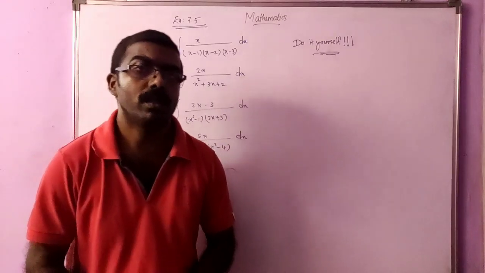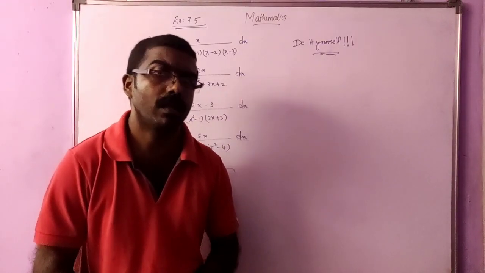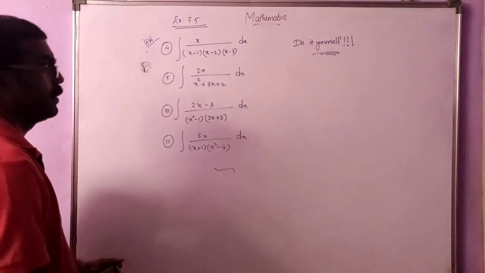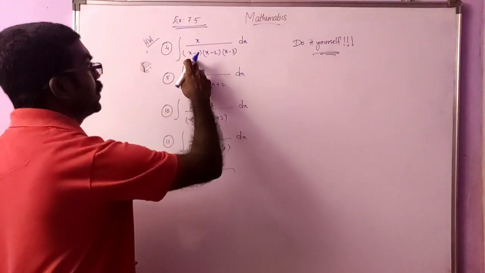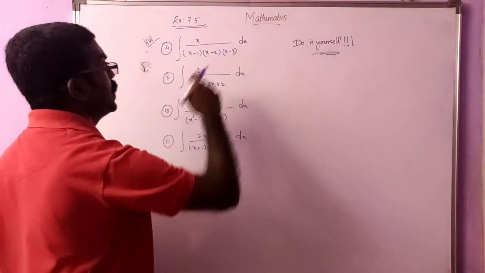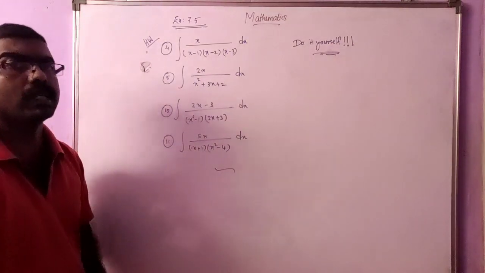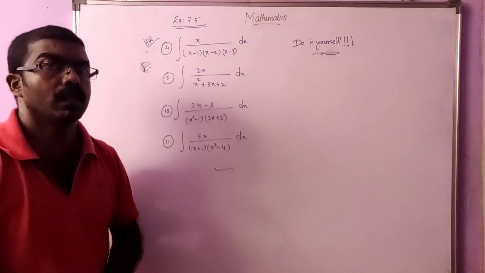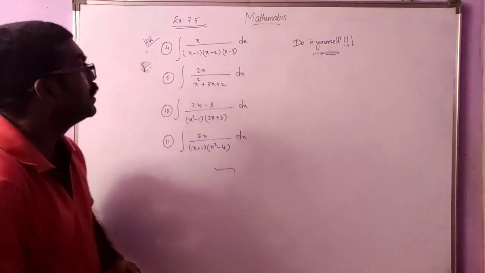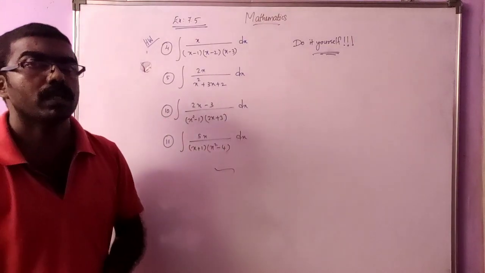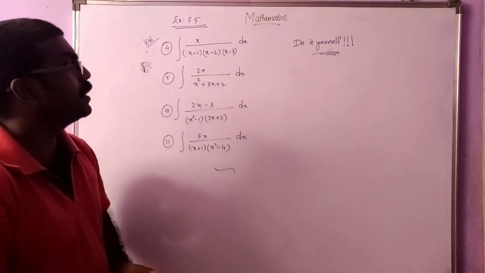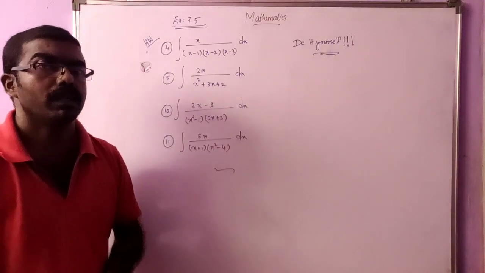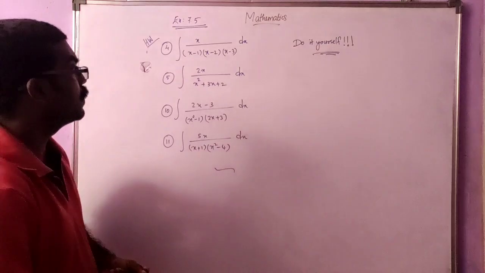Here we have 4 questions of the same model that we have discussed earlier. One is question number 4, integral x by x minus 1 into x minus 2 into x minus 3 dx. So it's of the third type, 3 non-repeating linear factors in the denominator. So we can write a by x minus 1 plus b by x minus 2 plus c by x minus 3, and we can proceed as in the previous case. That we can do.